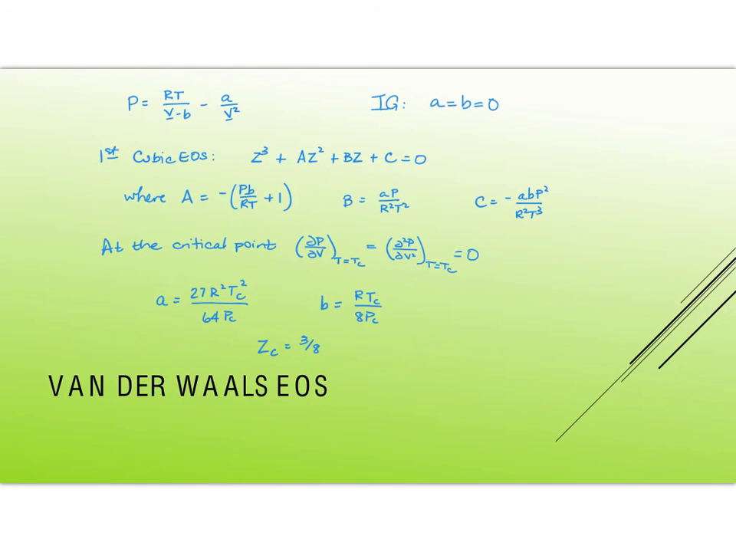Working with the original form P equals RT over V minus B minus A over V squared, we get that lowercase a is 27R squared Tc squared over 64 Pc, and b is RTc over 8 Pc. If you substitute these values in, you can get capital A, capital B, and capital C, and you can solve this uniquely for Z, and it turns out that the critical value of Z is 3/8.